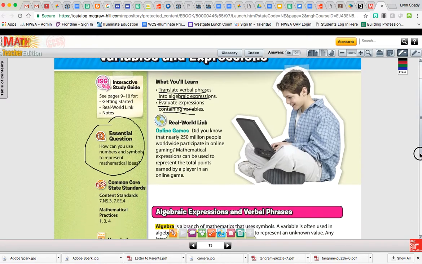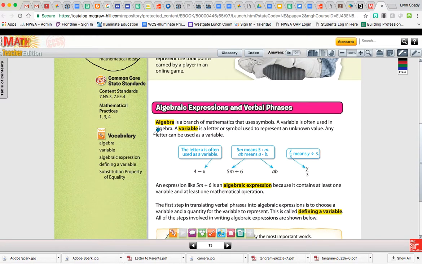There are a few more vocabulary words for this lesson. Just make sure you get down the definitions, either using your glossary or your textbook right here. It gives you the definitions right here. Algebra is a branch of mathematics that uses symbols. And then a variable is a letter or symbol used to represent an unknown value.